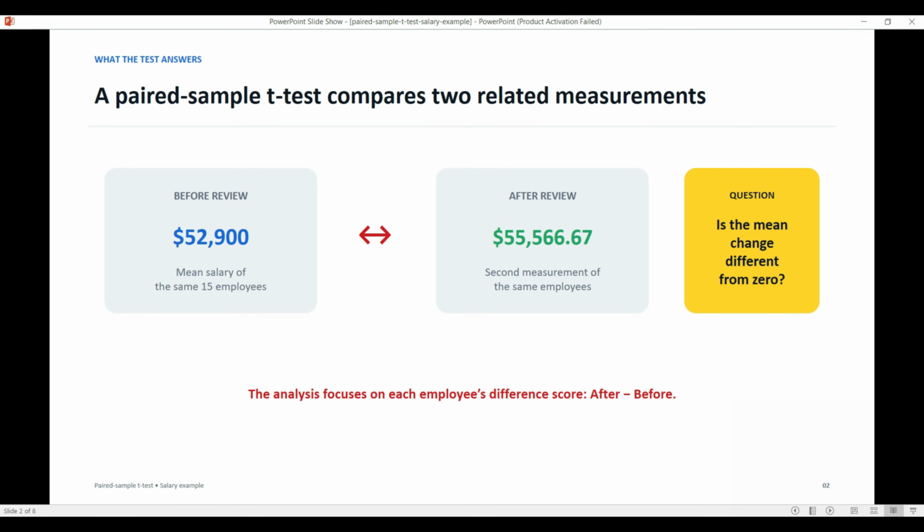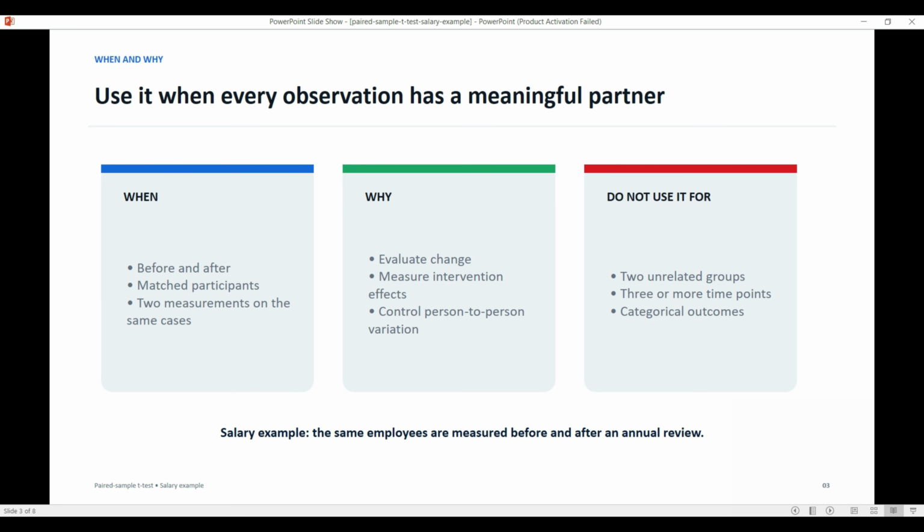It means if an employee had a salary of $52,900 before annual review and after annual review it becomes 55,566.67. So there is a hypothesis: is the mean change different from zero or not? So a paired sample t-test is used when every observation has a meaningful partner.